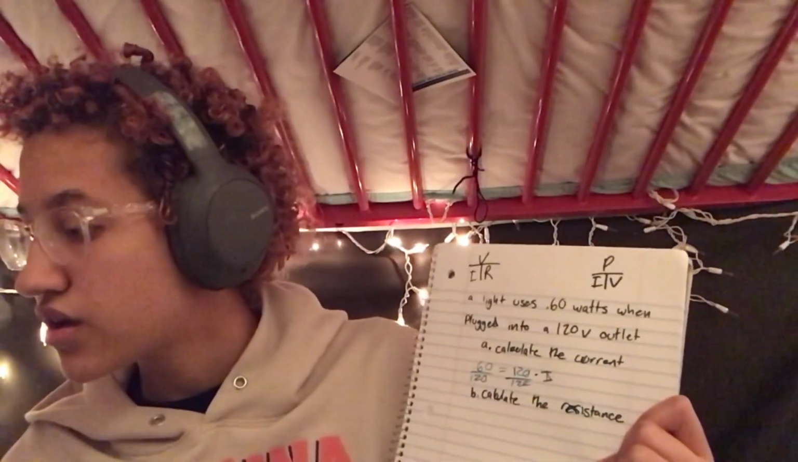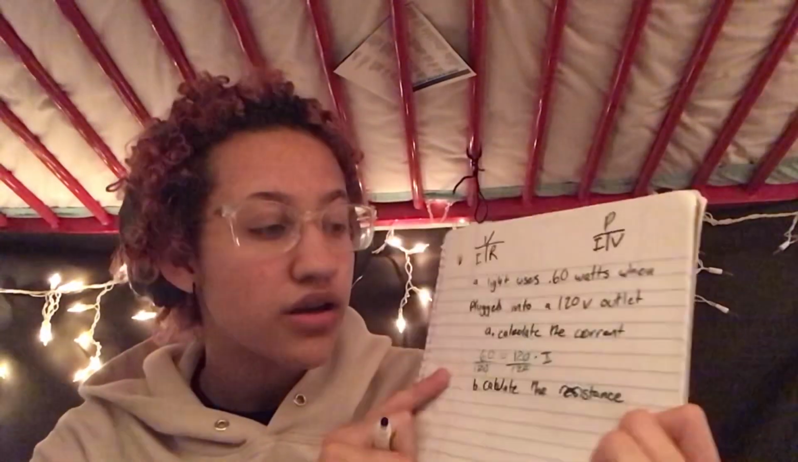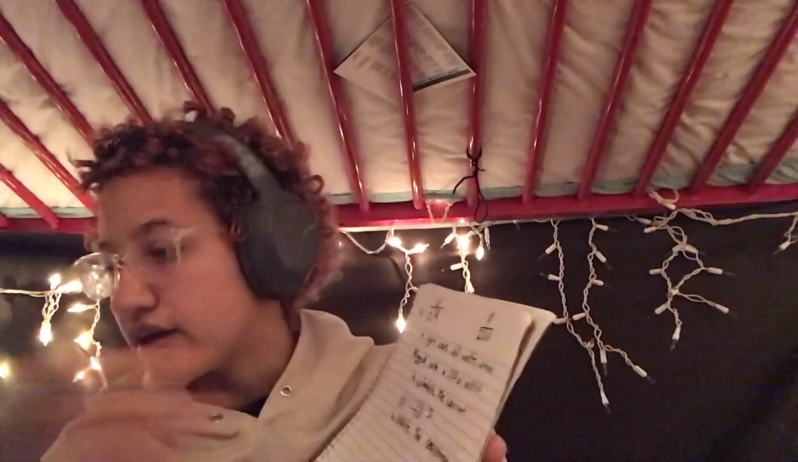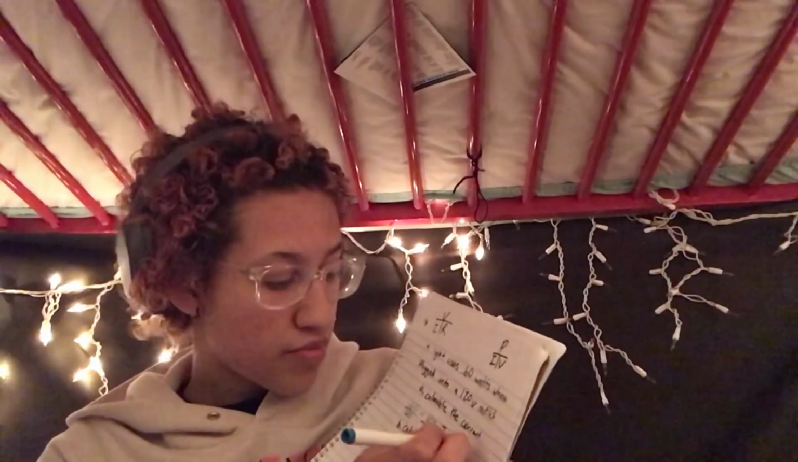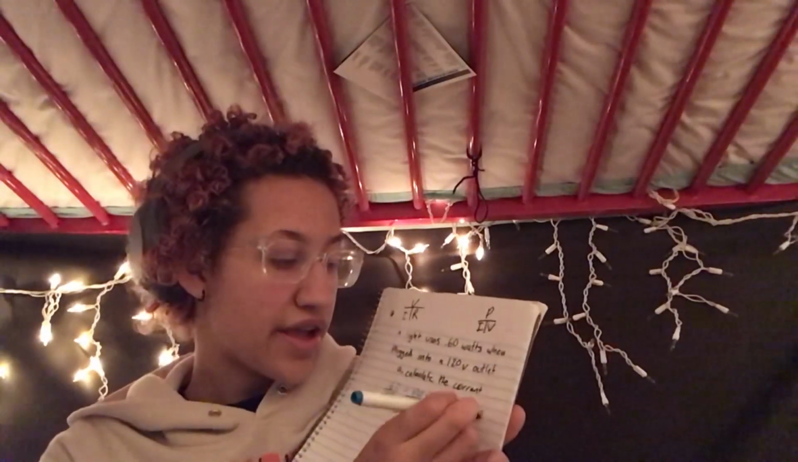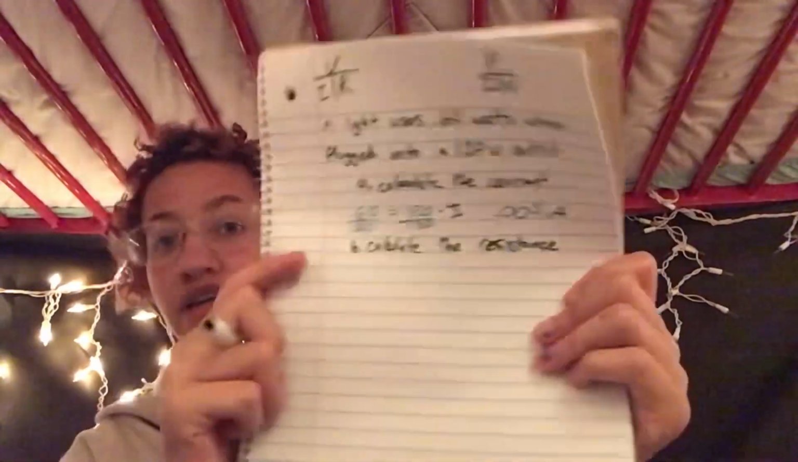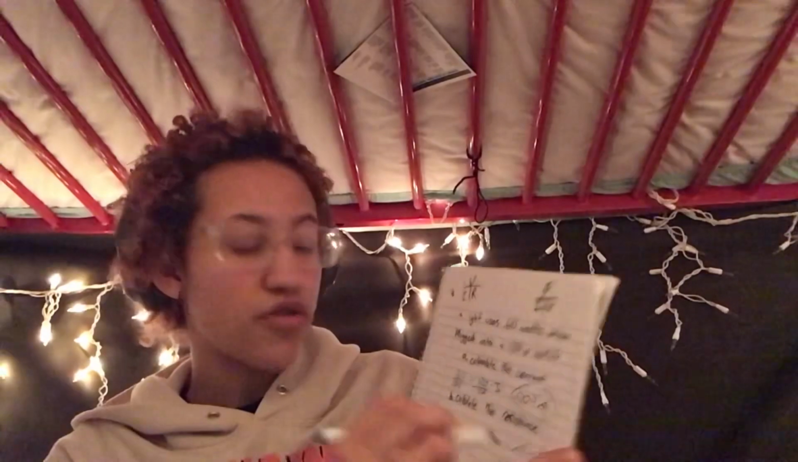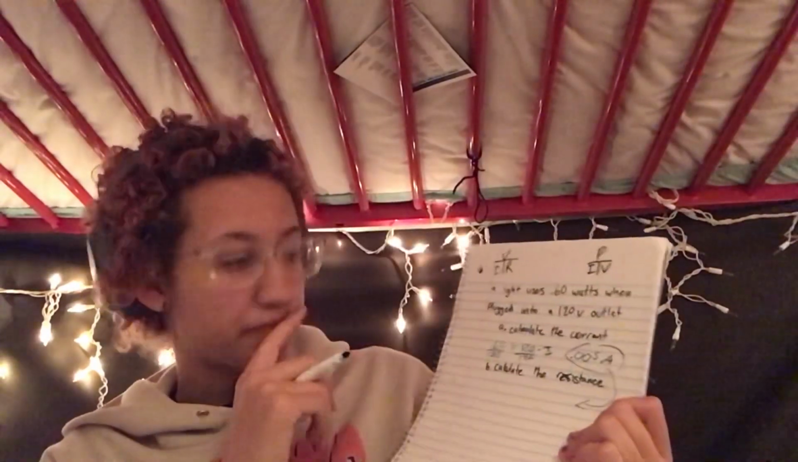0.6 divided by, okay, turns out I was doing it right. So 0.6 divided by 120 is 0.005 amps, okay? So now that we have our current, we can bring it down here to solve for resistance.